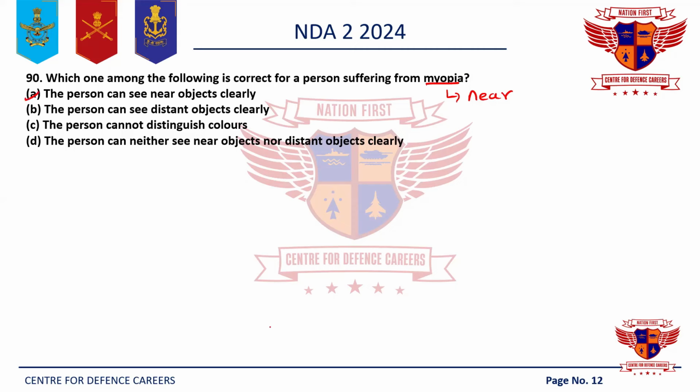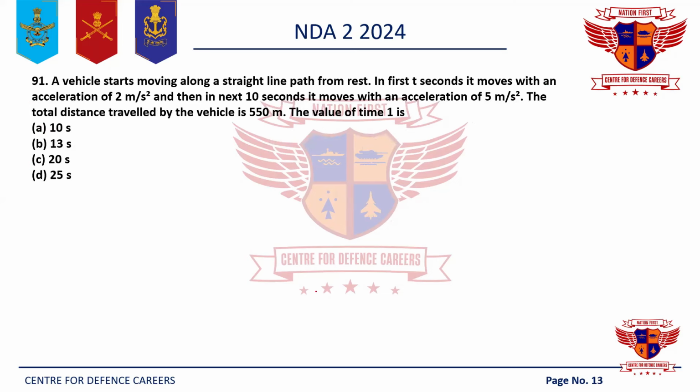So option A will be the correct answer. Now, we have a vehicle that starts moving along a straight line path from rest. In the first t seconds, it moves with an acceleration of 2 meters per second square. And then in the next 10 seconds, it moves with an acceleration of 5 meters per second square. The total distance traveled by the vehicle is 550 meters. The value of time t is?